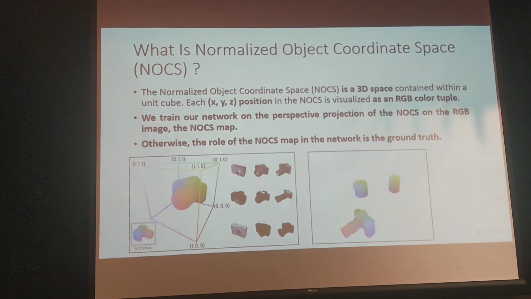What is normalized object coordinate space? The normalized object coordinate space is a 3D space contained within a unit cube. Each XYZ position in the NOCS is visualized as an RGB color tuple.